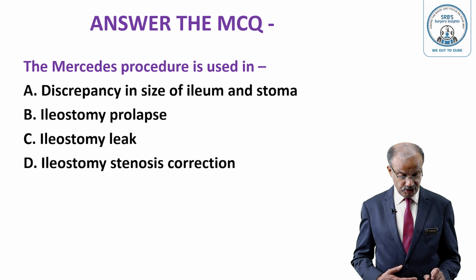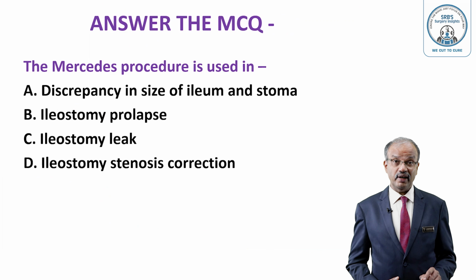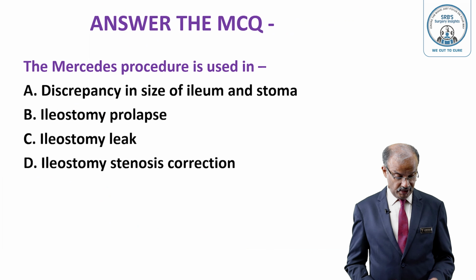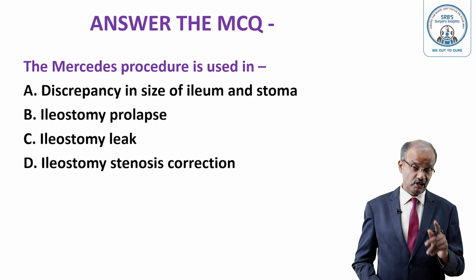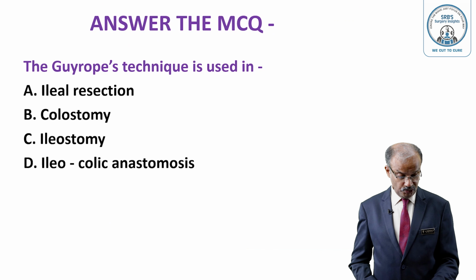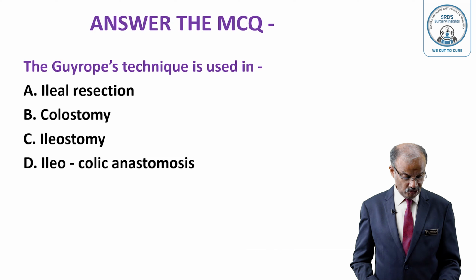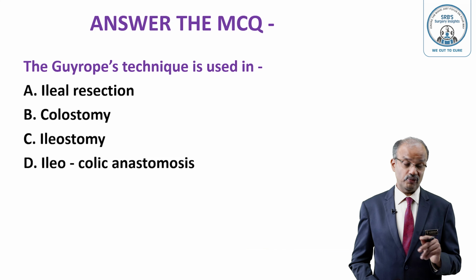So answer these: this procedure is used in discrepancy in size of ileum and stoma: ileostomy prolapse, ileostomy leak, ileostomy stenosis, correction. Students, please find out the right answer. I'll get back to you later. Gyro technique is used in ileal resection, colostomy, ileostomy, ileocolic anastomosis. Again, find out the right answer. I'll get back to you later.